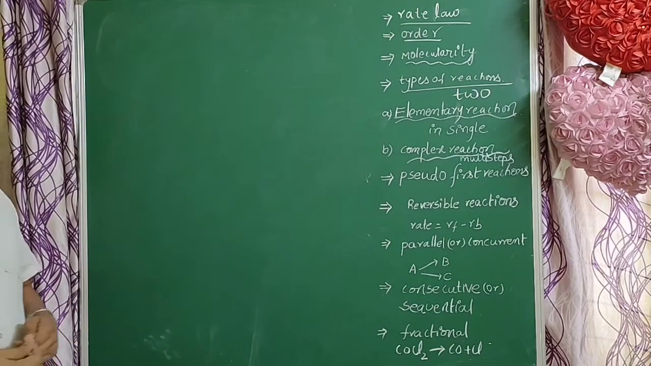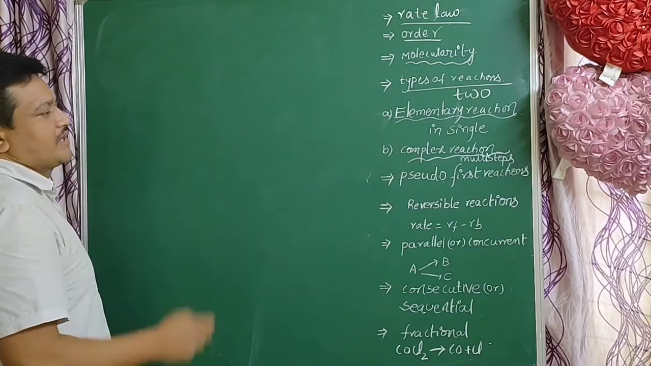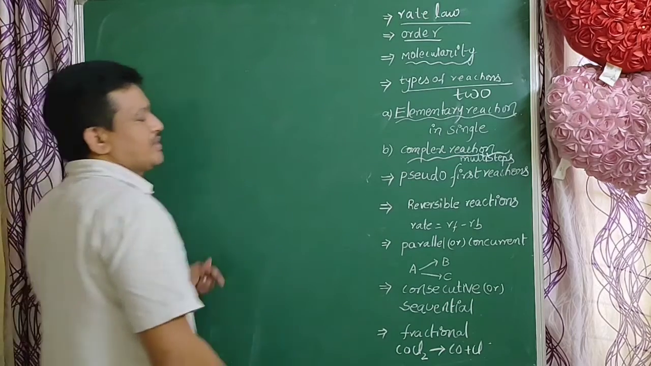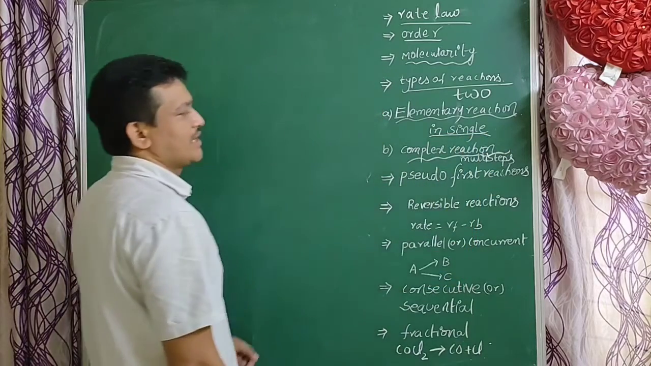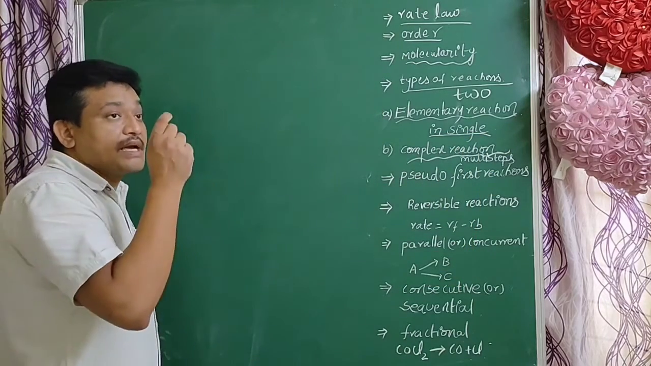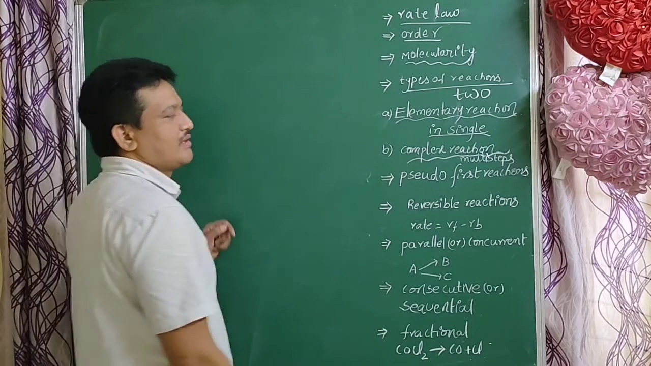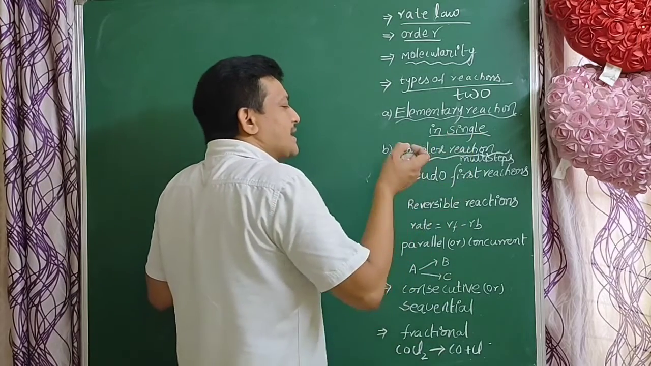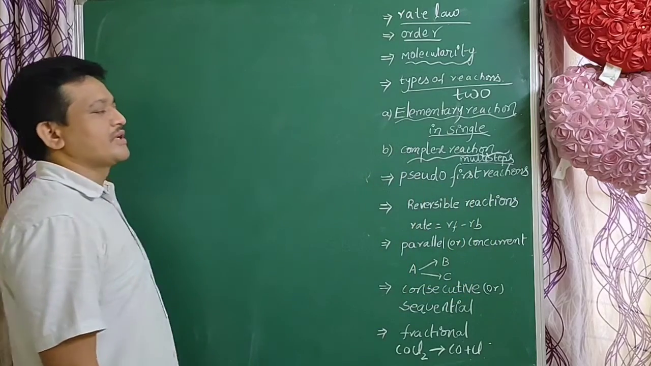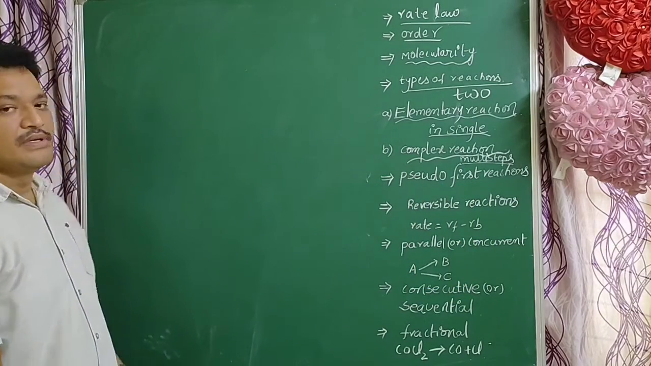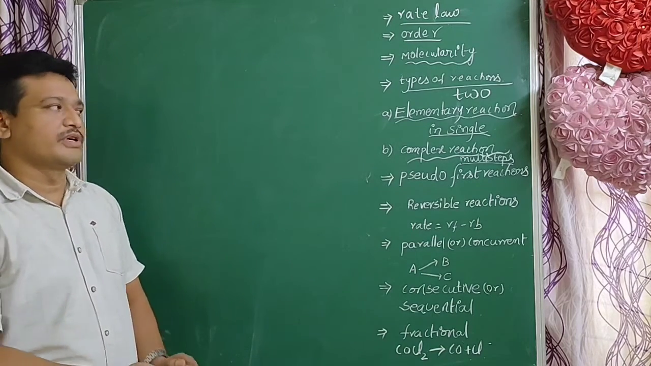What are elementary reactions? The reaction which completes in only one step, in a single step, that reaction is called an elementary reaction. The reactions which complete in multiple steps, more than one step, are called complex reactions. That is very, very important.